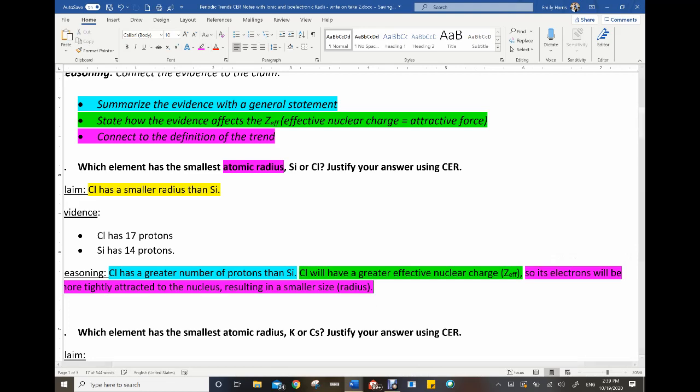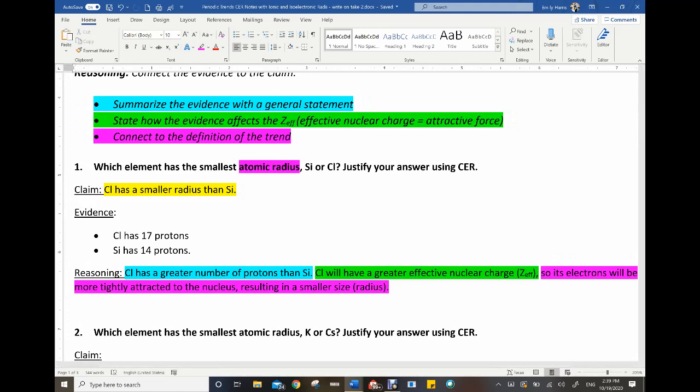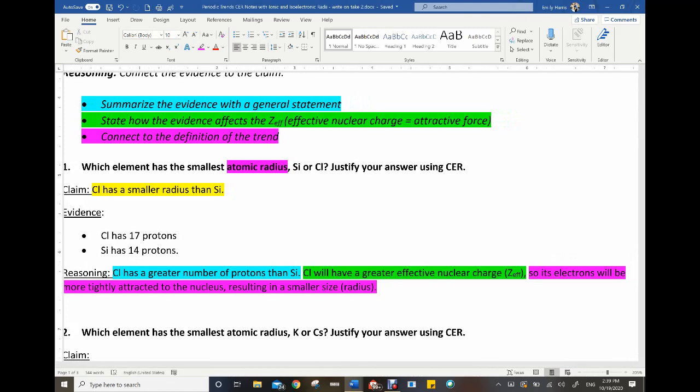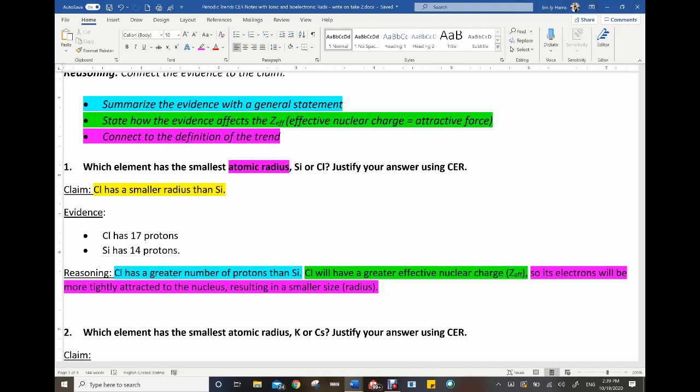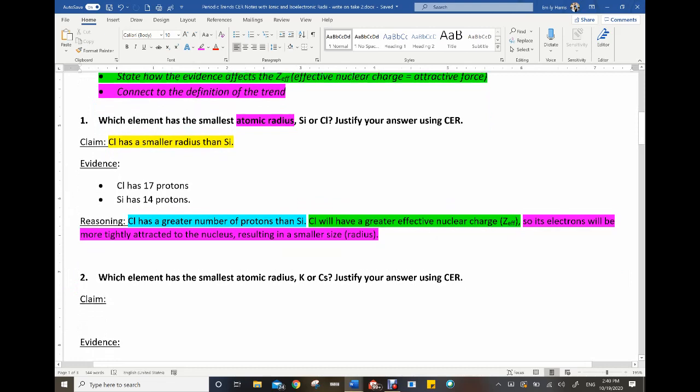So if we start from the top, it says chlorine has a greater number of protons than silicon. Chlorine will have a greater effective nuclear charge, and here's the connection. So its electrons will be more tightly attracted to the nucleus, resulting in a smaller size or radius. So we connected that greater attractive force with the electrons becoming more tightly held, and that's going to create a smaller size.